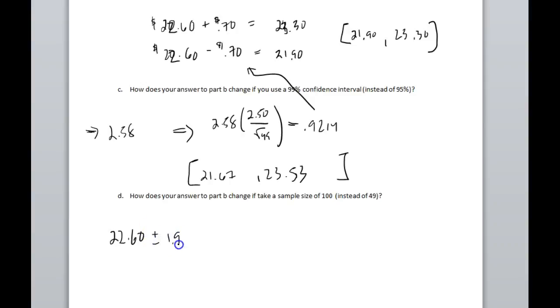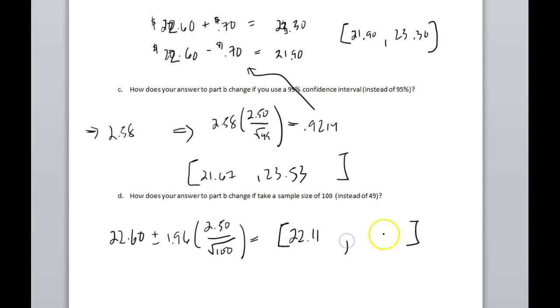Plus or minus the 1.96 times the standard deviation of the population divided by the square root of n, which is no longer the square root of 49. It's going to be the square root of 100. Notice how we use nice round numbers because those square roots tend to be easy to calculate. Square root of 49 is just 7. Square root of 100 is just 10. And this is going to give us a range here.